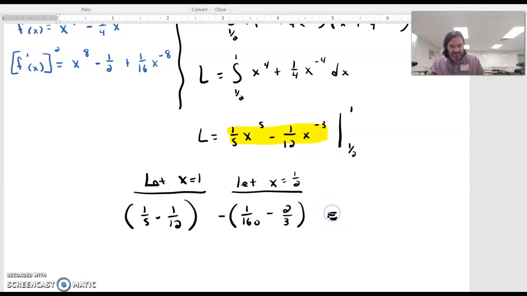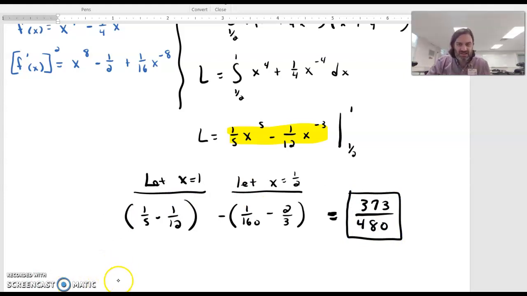So let's just take a moment to see what the calculator thinks this should be. 1/5 minus 1/12 minus 1/160th plus 2/3, and let's see what it thinks. Ooh, what was that? It's telling me 373/480. Now I'm going to pause it and try it again just to save you a little bit of time. The calculator on the second try says that is correct, so we will go with it. 373/480.